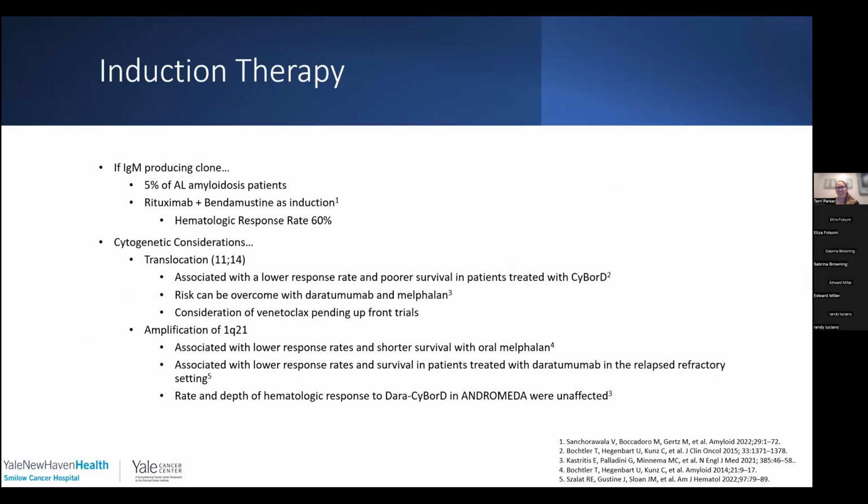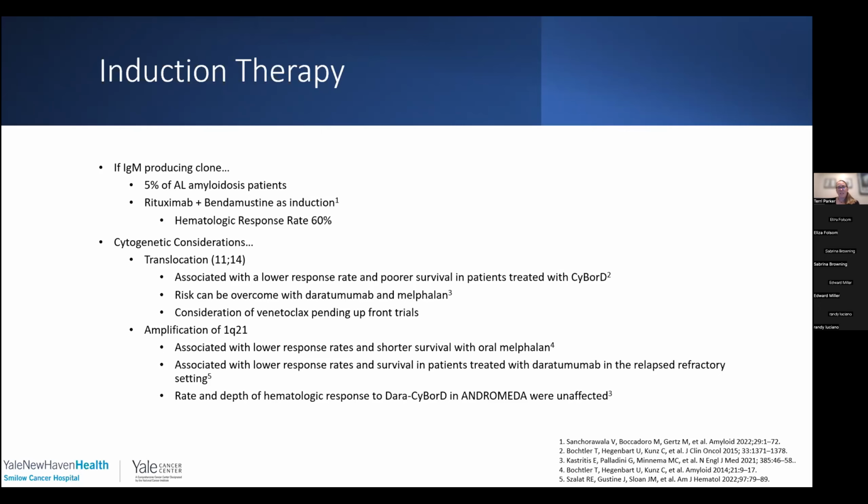So there's a few caveats here to induction therapy. One is if an individual has an IgM-producing clone. This accounts or can be seen in up to 5% of all AL amyloidosis patients. And in that case, the current guidelines recommend the use of rituximab and bendamustine, which is a chemotherapeutic agent and an immunomodulator, and rituximab is an anti-CD20 monoclonal antibody. The hematological response rates with this combination is 60%.